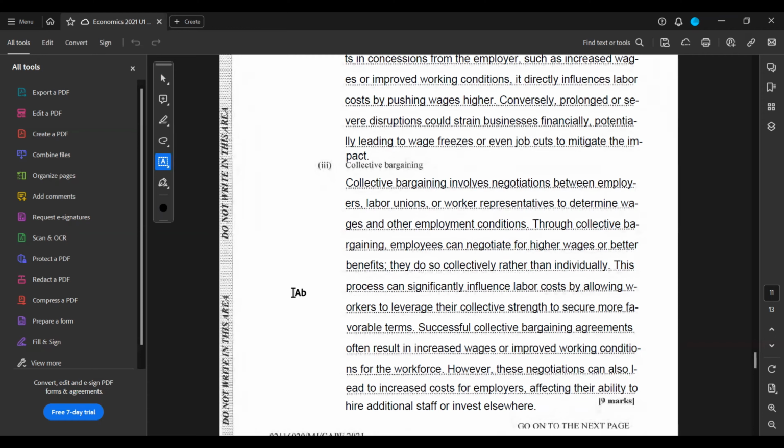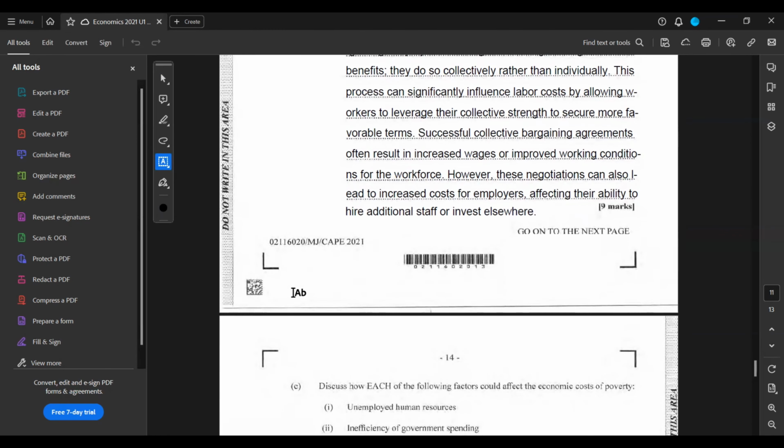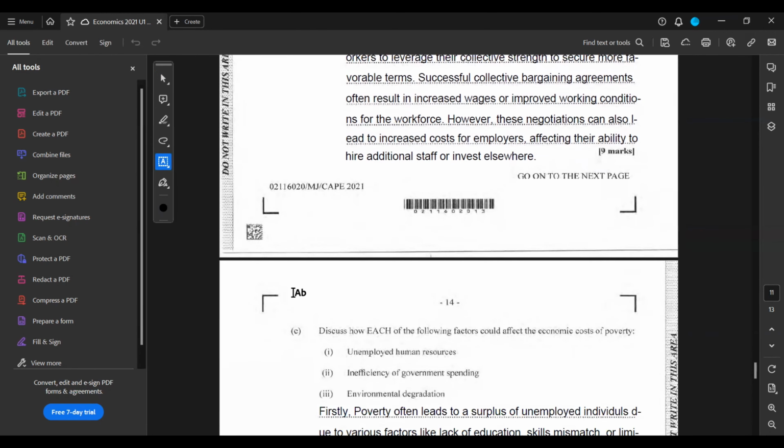However, these negotiations can also lead to increased costs for employers, affecting their ability to hire additional staff or invest elsewhere. Part C, we need to discuss how each of the following factors could affect the economic costs of poverty: unemployed human resources, inefficiency of government spending, and environmental degradation.